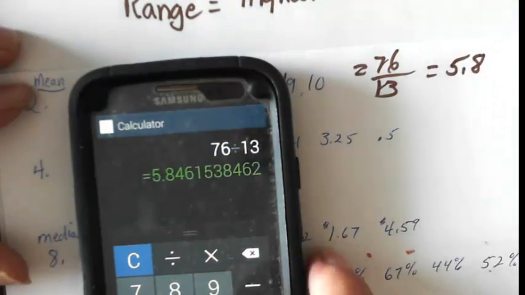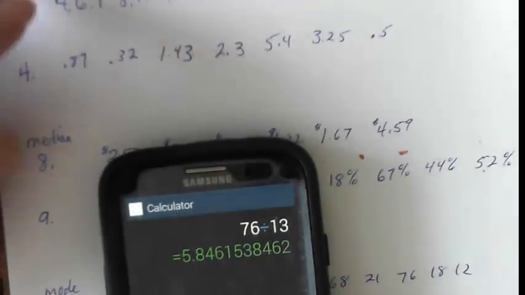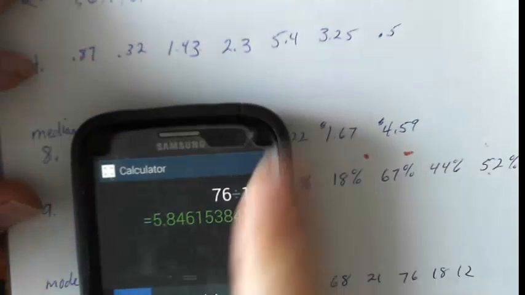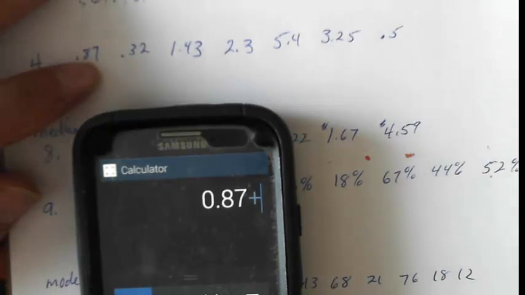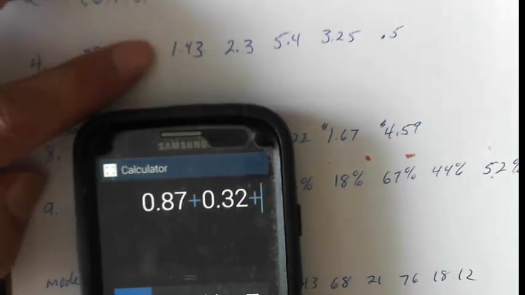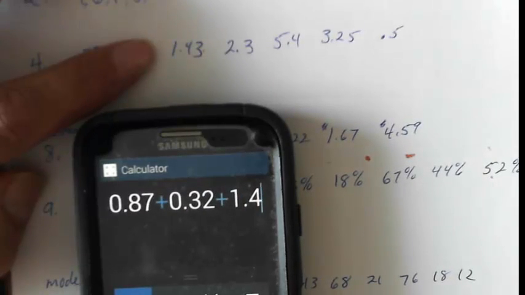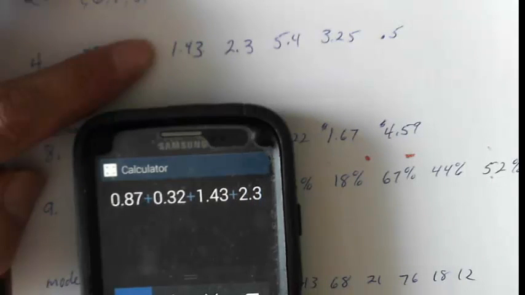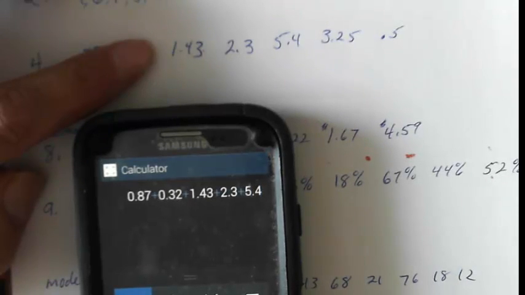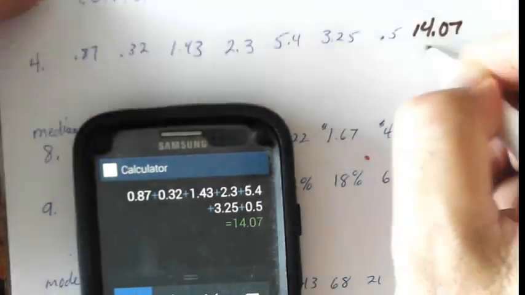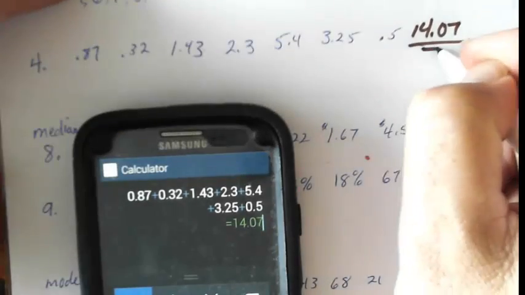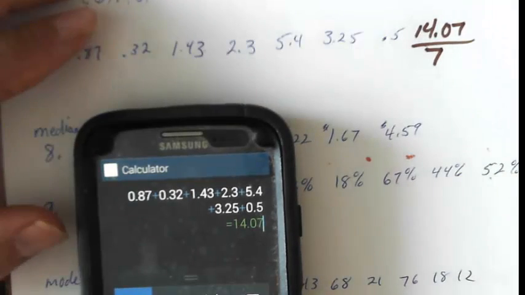So again, it's pretty straightforward. Just simply taking the numbers, it could be any set of numbers, and we add them up. So on this particular example then, we have 0.87. We're going to add 0.32 plus 1.43 plus 2.3 plus 5.4 plus 5 plus 0.5 equals. So we'd have a total of 14.07 there. We're going to divide by 2, 4, 6, 7.